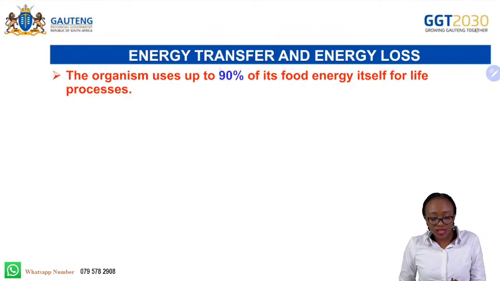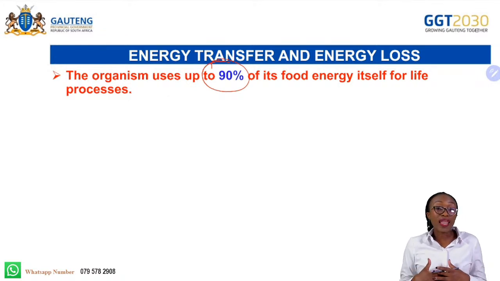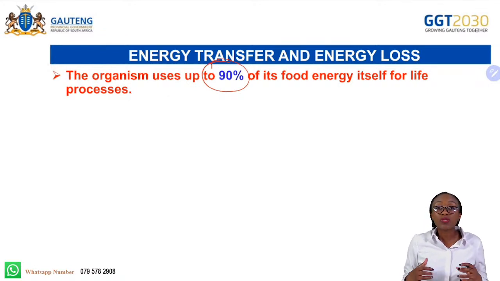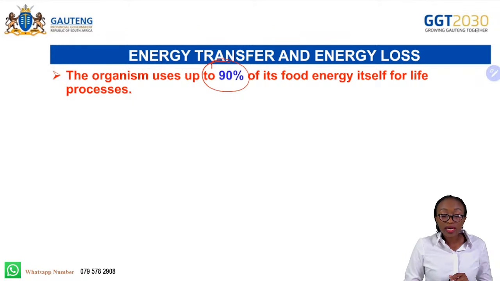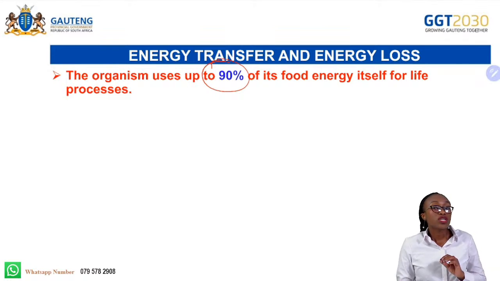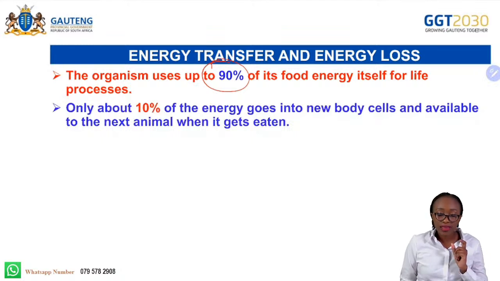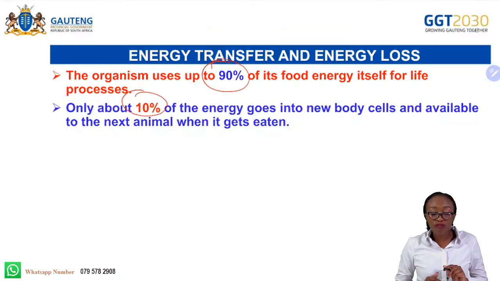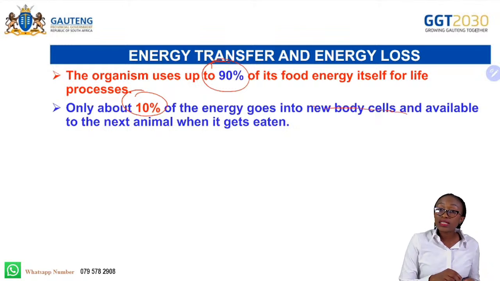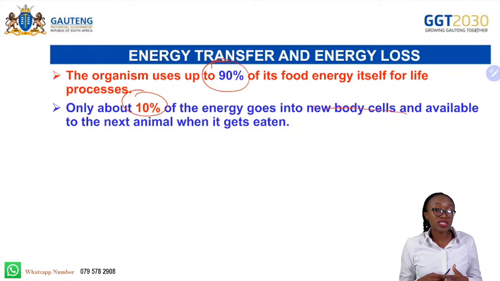An organism uses up to 90% of its food energy for life processes. So when an organism obtains food, what does it do? It uses 90%, that's a huge portion of its food, for its life processes. Now there's a remainder there. There's the 10% that remains. About 10% of its energy goes to new body cells, available for the next animal when it gets eaten. So it's going to use 90% for its life processes and then keep 10.